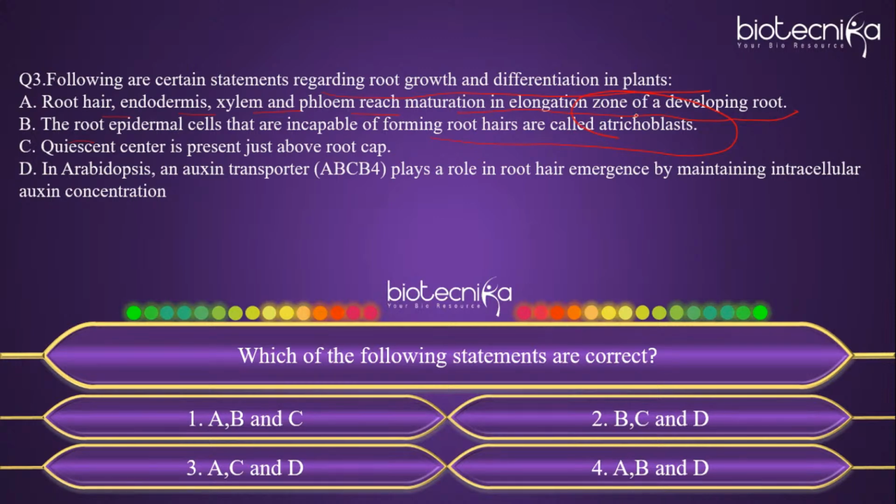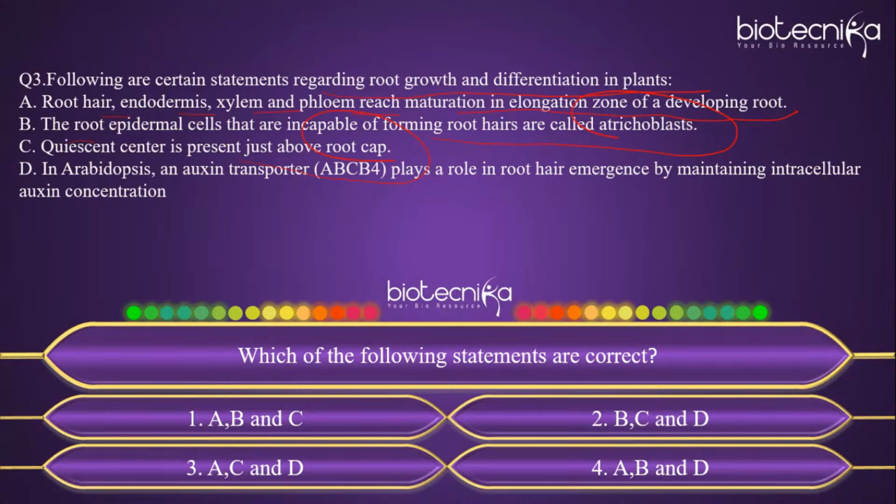So, this is a very direct statement that they have given this time. So, atrichoblasts, yes, exactly, it is considered to be like that when these root epidermal cells are not capable of forming root hairs anymore, then those underdeveloped cells would be called atrichoblasts. Now, quiescent center is present just above the root cap. Absolutely. So that means, are you able to follow that whatever statements have been given here, students, are absolutely based on very basic knowledge. So we have to be very clear about that. What is a quiescent center? Where is it present?